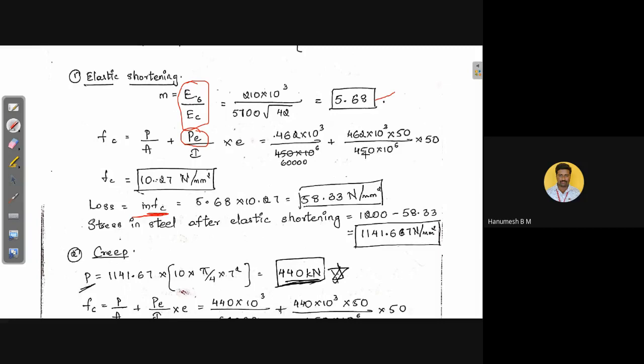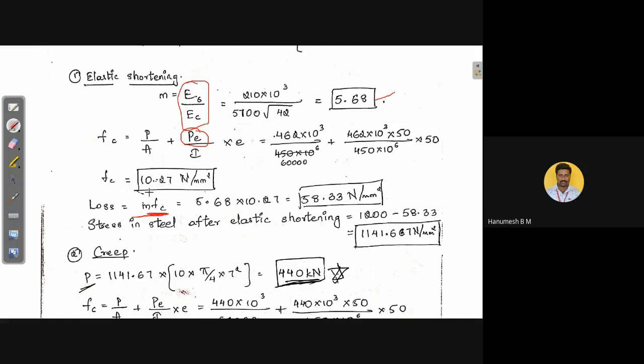For the rectangular section in this problem it is 450 into 10 raised to 6 mm raised to 4, hence 450 into 10 raised to 6, into position of the steel. At what level are you calculating the loss in the concrete? Hence it is 50 mm from the centroidal axis of the concrete. On simplification, you will get the FC value, the stress in concrete at the level of steel. FC is equal to 10.27 Newton per mm square.